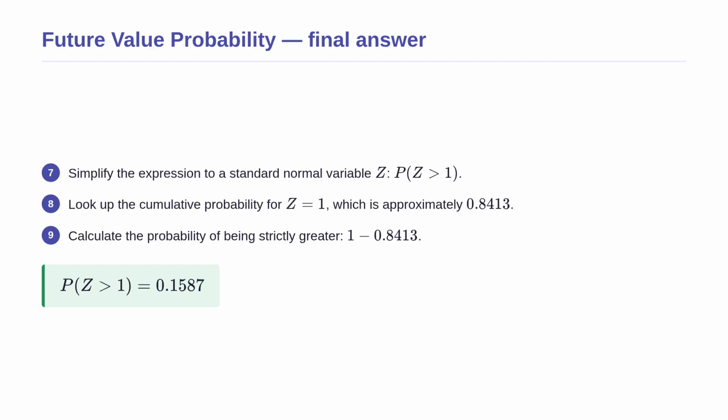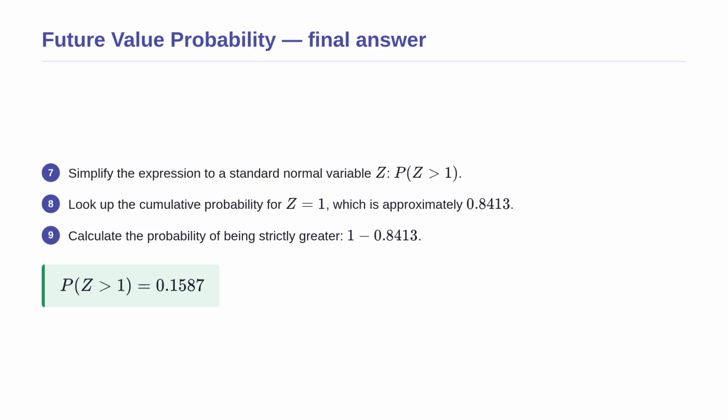Now, for the final steps. Our complex expression simplifies beautifully to the probability that a standard normal variable Z is strictly greater than 1. Looking up z equals 1 in a standard normal table gives a cumulative probability of roughly 0.8413. Since total probability must equal 1, we subtract this value to find the probability of being greater than 1. The result is 0.1587.